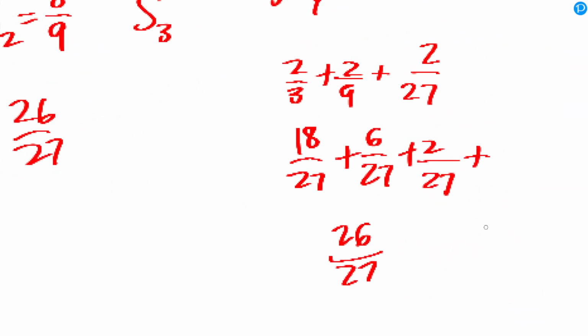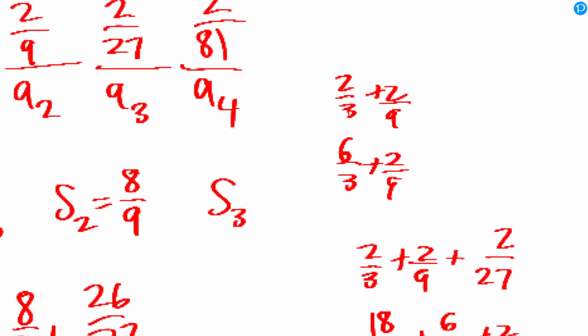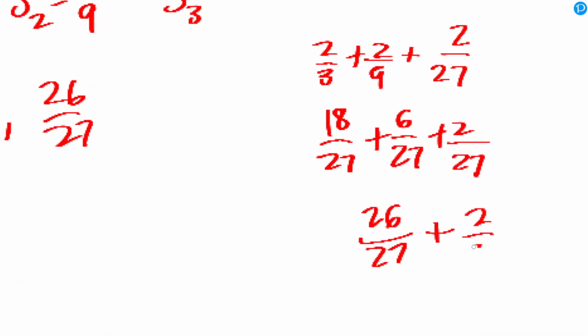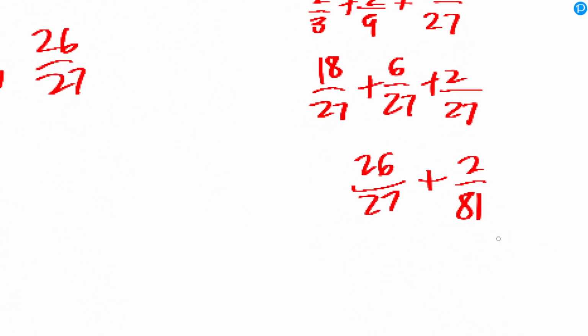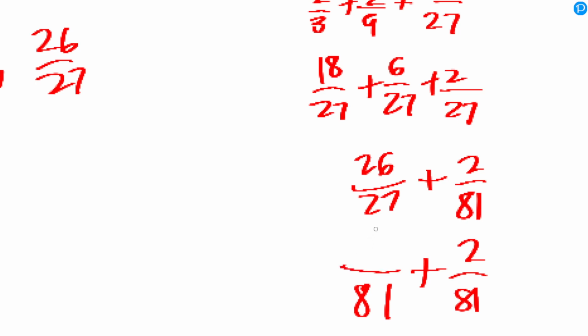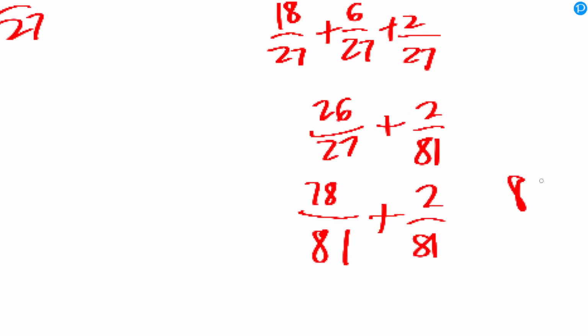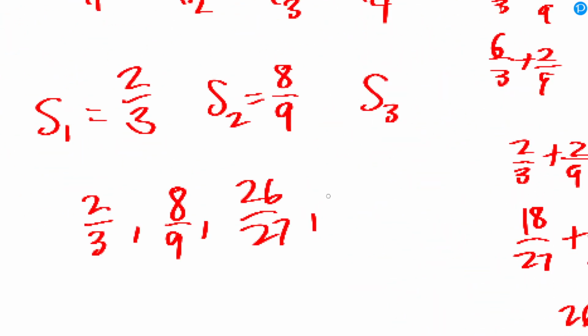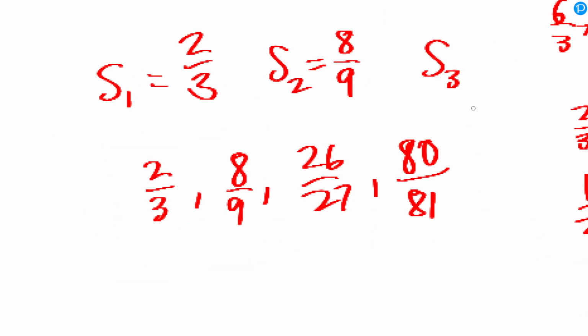And then I'm just going to add one more to this, with the 2 over 81 for the last one. We want this to have 81 as a denominator, so I'm going to times this by 3, which will give me something over 81, plus 2 over 81. My mental math is not working today. Okay, 78. Adding these together will give me 80 over 81 for this. Now, this is our first part of the answer.